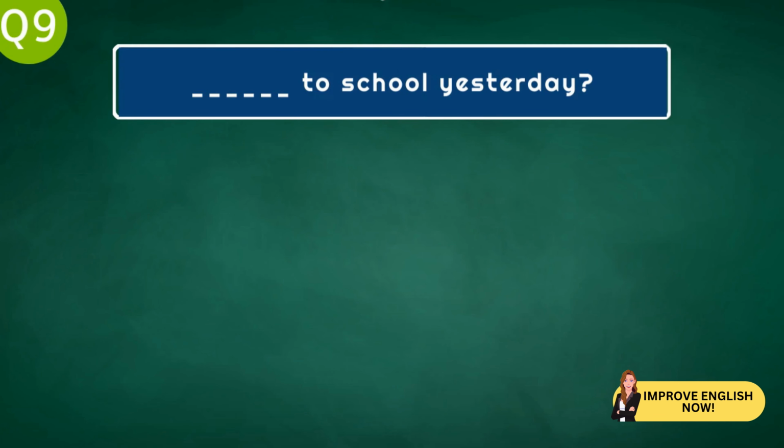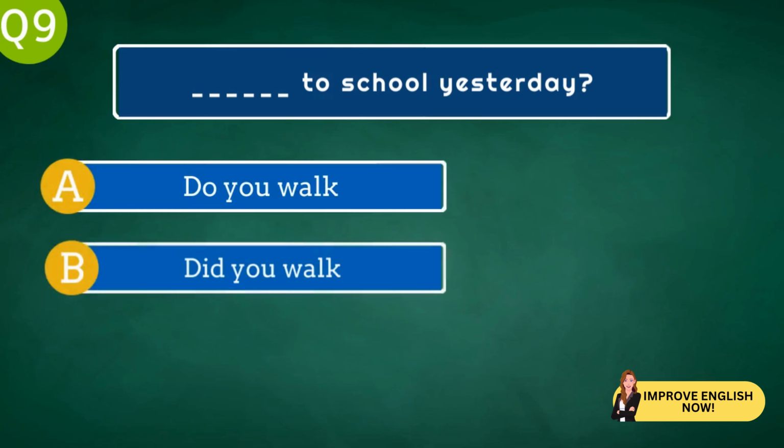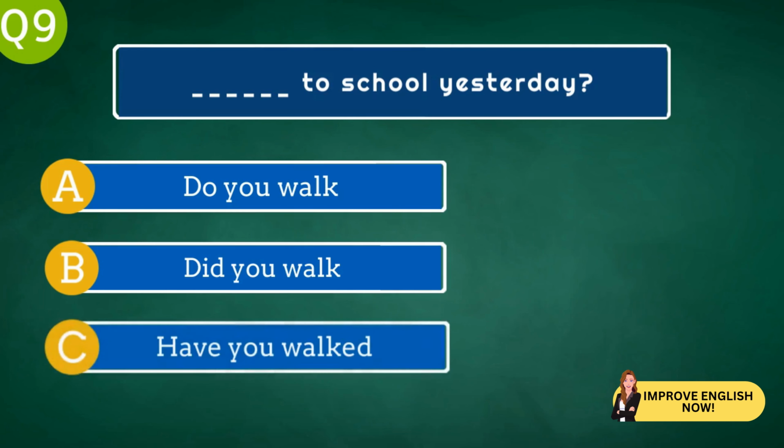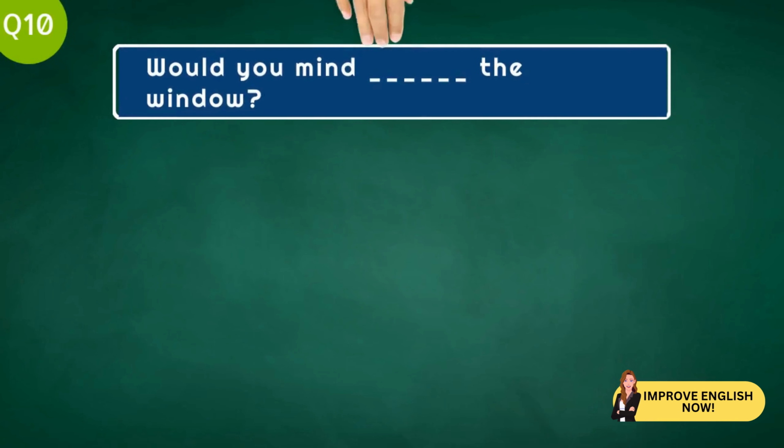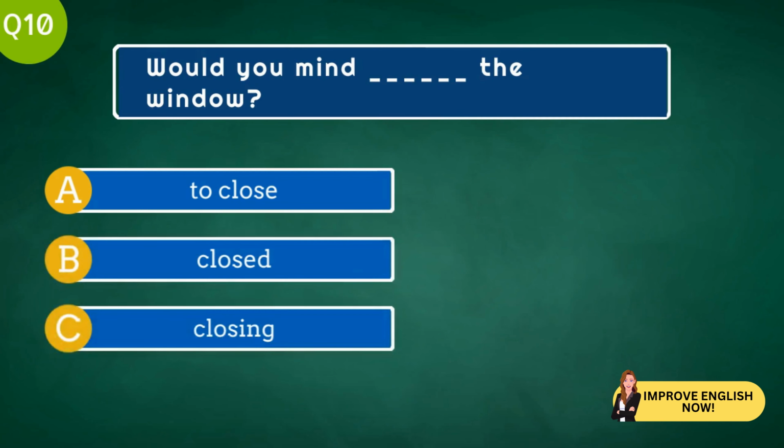Select correct grammatical sentence. Blank to school yesterday. A. Do you walk? B. Did you walk? C. Have you walked? Would you mind blank the window? A. To close. B. Closed. Or C. Closing.